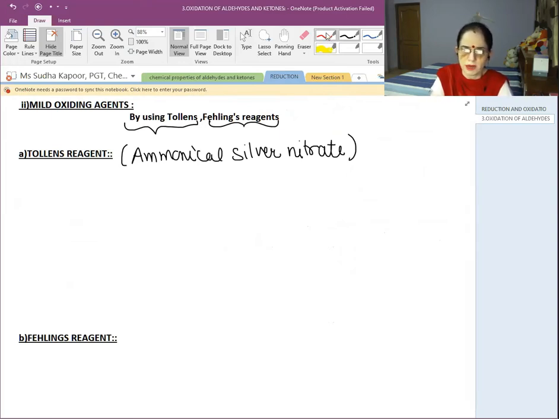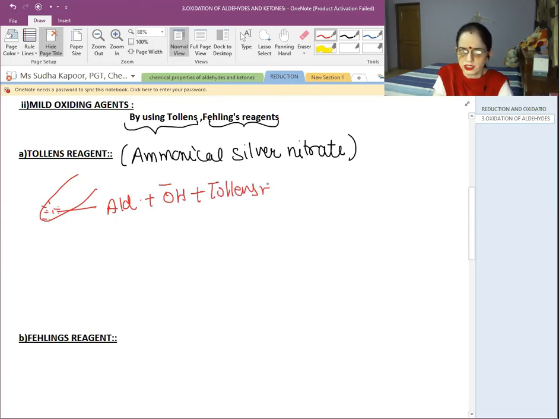Let us take an example. Suppose we have taken an aldehyde in a test tube, as we used to perform in the lab, adding a small amount of base to it and then followed with Tollens' reagent. Then we heat it in a water bath; we don't heat it directly and continuously. What product will we be getting?